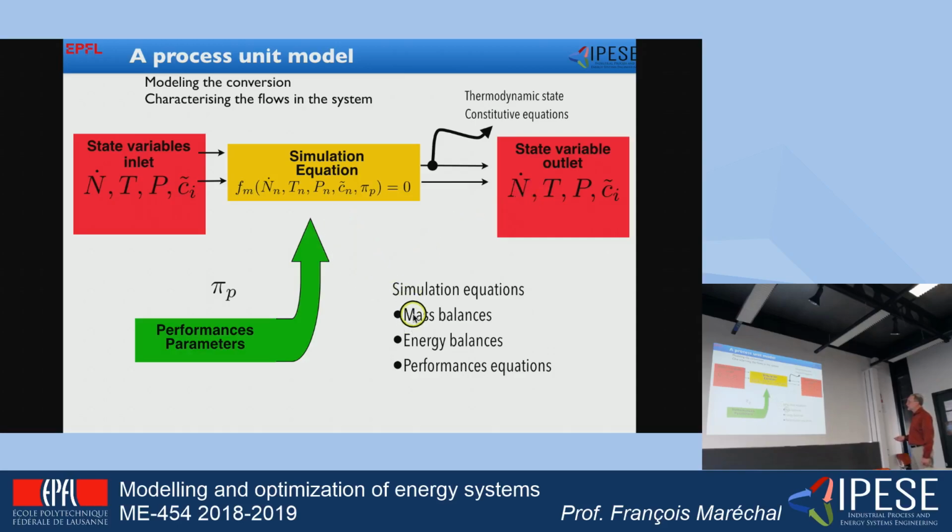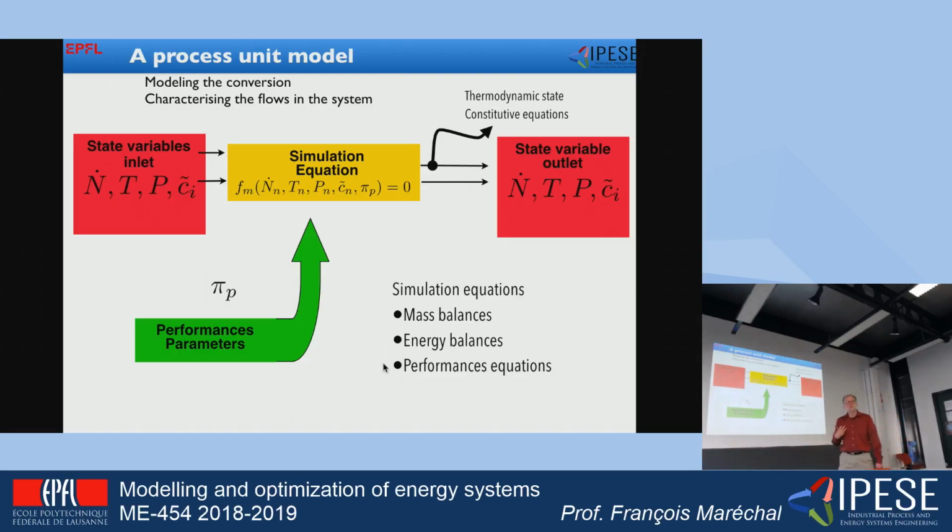And what I do know is, for example, that the mass is conserved. Okay? So it means that the flows that are entering will have to leave the system. The same for the energy. The energy that is entering will have to leave the system. So I have to describe by equations the mass and the energy balance. And to this, I'm going to add performance equations, which are going to describe what is happening in a system.